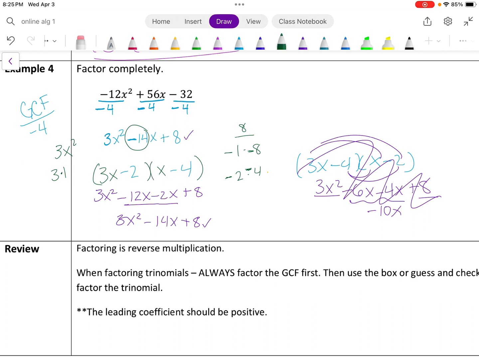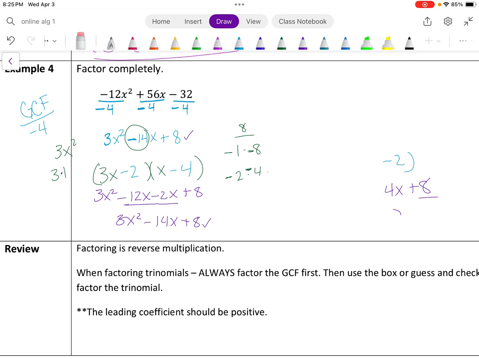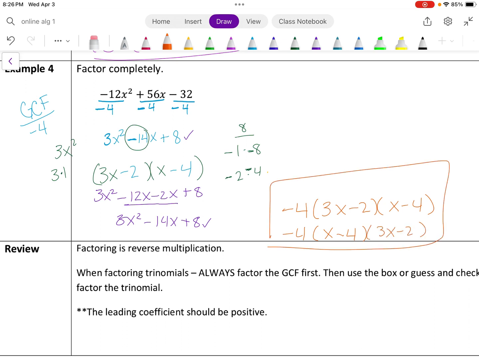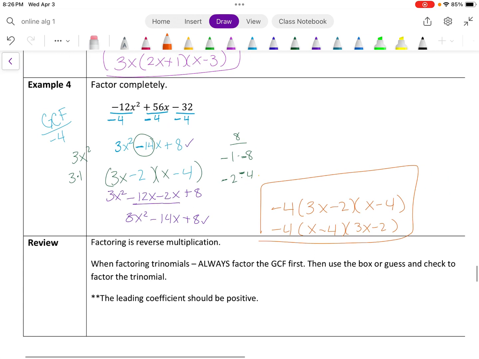So if I put this all together, I'm going to erase my guess and check over here, just to have a little bit of room. So if I put everything together, I've got my GCF of negative 4 times 3x minus 2 and x minus 4. And again, if I flip-flop that and said negative 4 times x minus 4 times 3x minus 2, both of those work. Those are the exact same answer. Because if we multiplied those out, for both of them we would end up with that original trinomial.